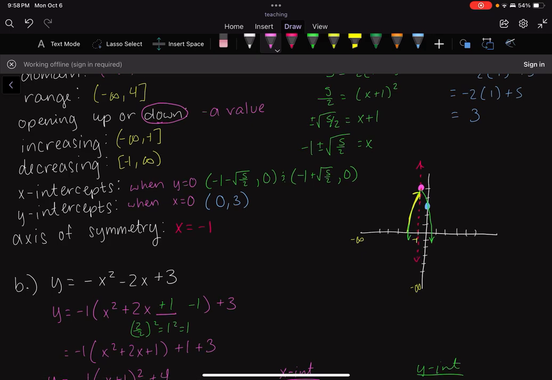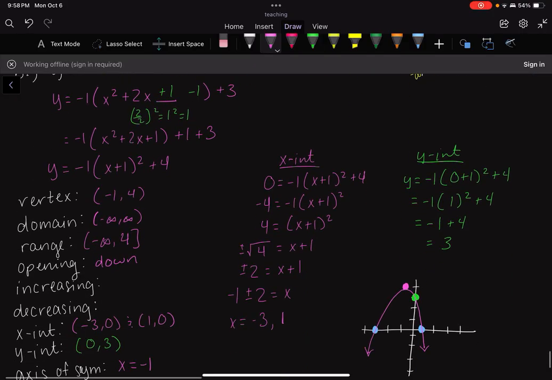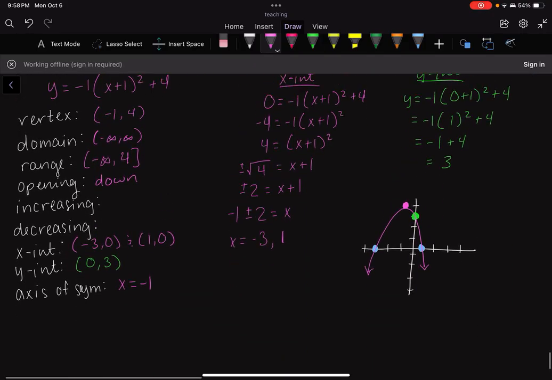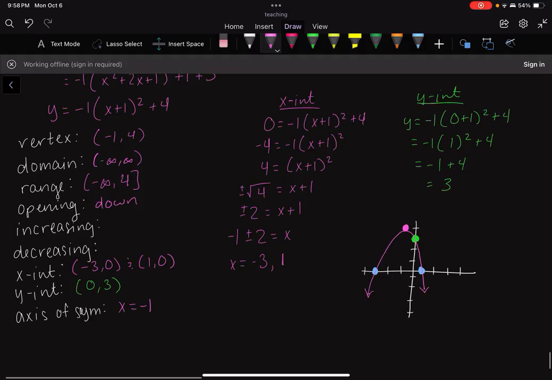Hey, I made a mistake on the last one, and I didn't realize it until I wrote 4 right here. I'll come back to it in a second. It's increasing on the left side, so that is from -infinity to -1. Decreasing on the right side, so that's -1 to infinity. And so that's it.